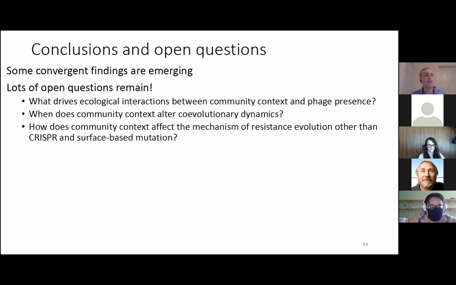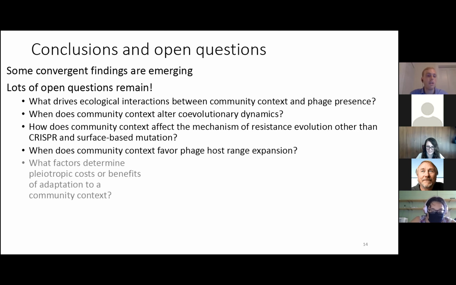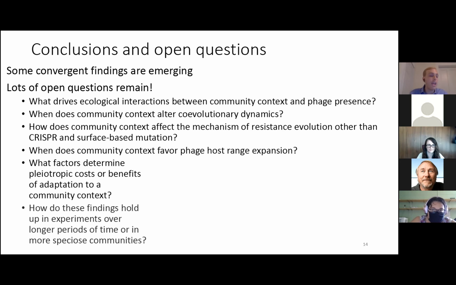How does community context affect mechanisms of resistance other than CRISPR and surface-based mutations? Under what conditions does community context favor host range expansion by phages? What sort of factors might determine the pleiotropic costs or benefits of adaptation to a community context? And lastly, but perhaps not least importantly, how do these findings hold up as we expand this space that these experiments take up?